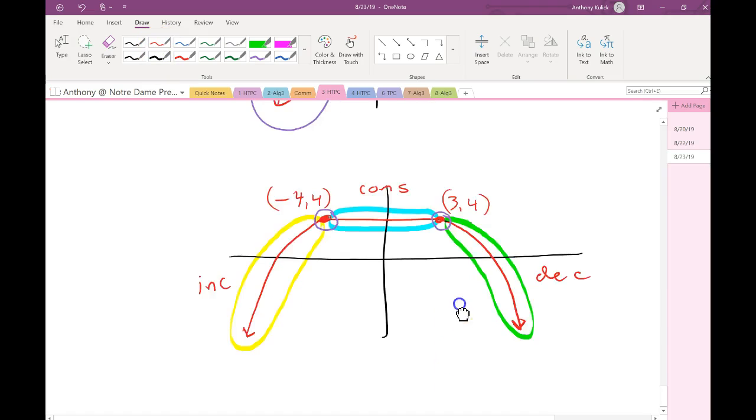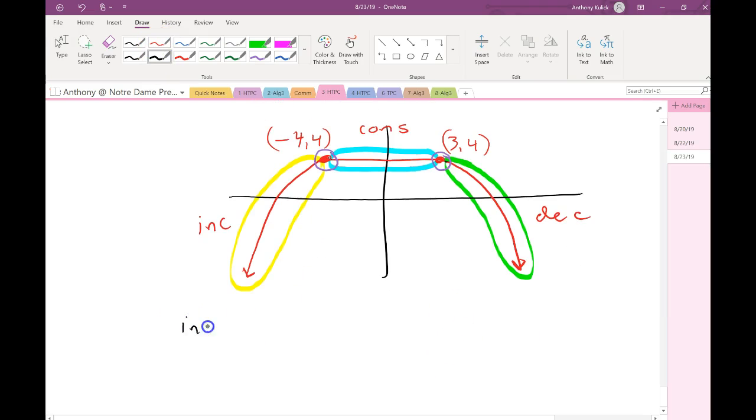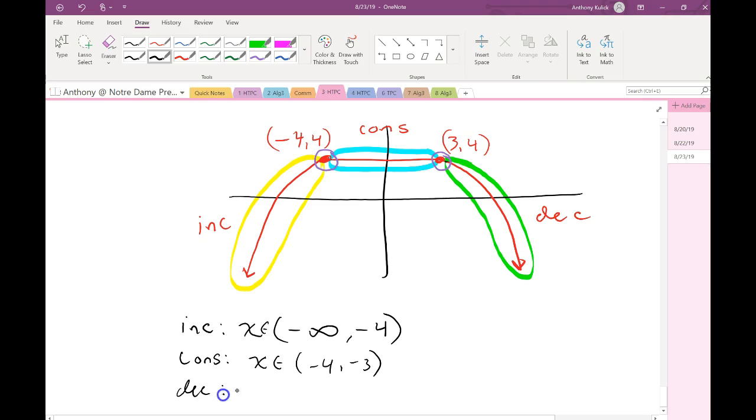All right, so let's write this down. My increasing are the set of x's from negative infinity to negative 4. Everybody agree with that? My constant are the set of x's from negative 4 to negative 3. And my decreasing is the set of x's from 3 to positive infinity.